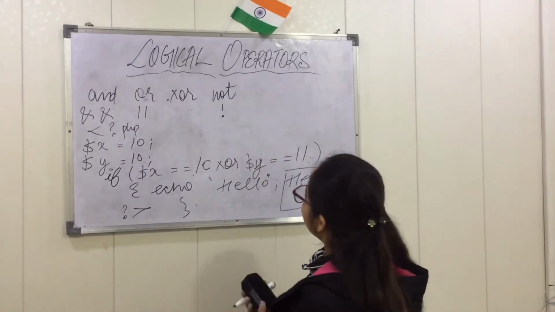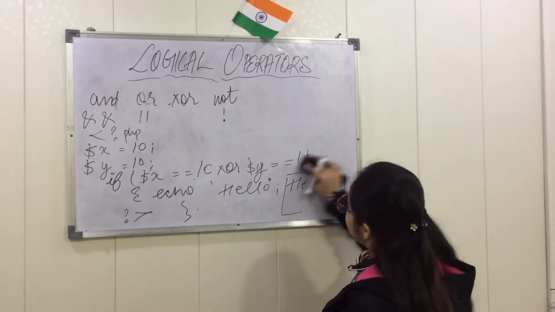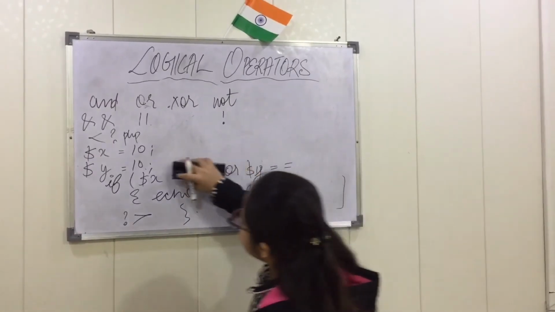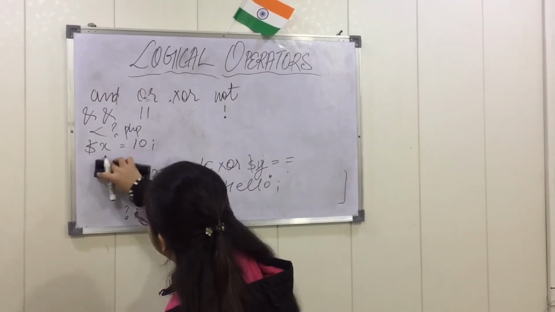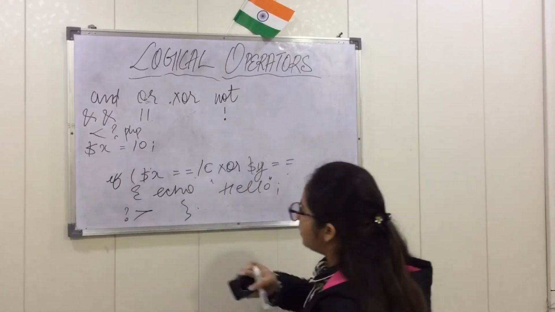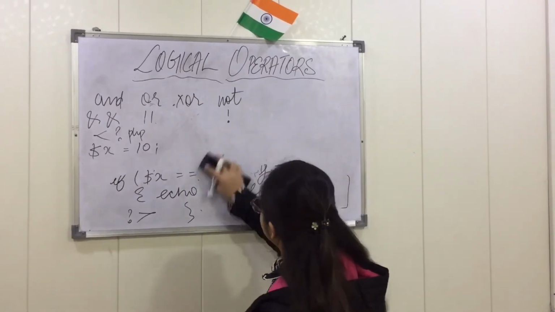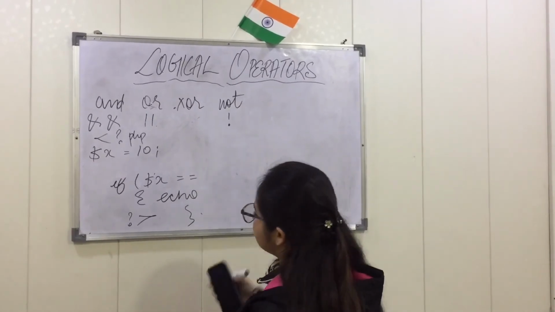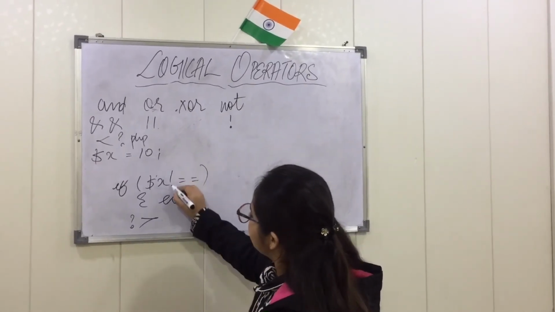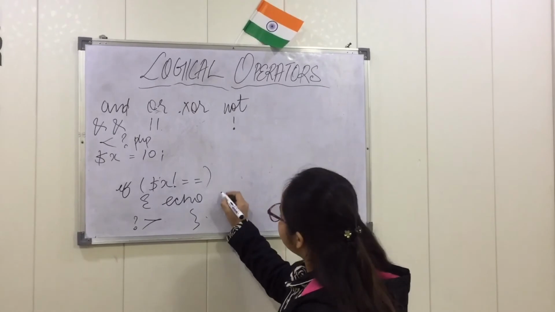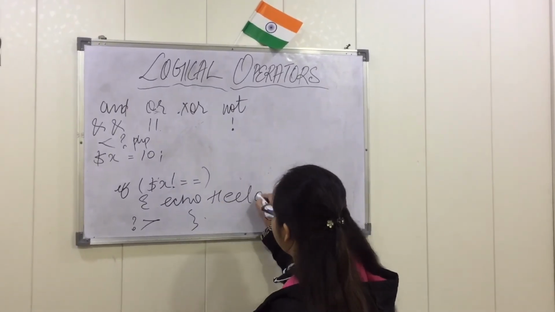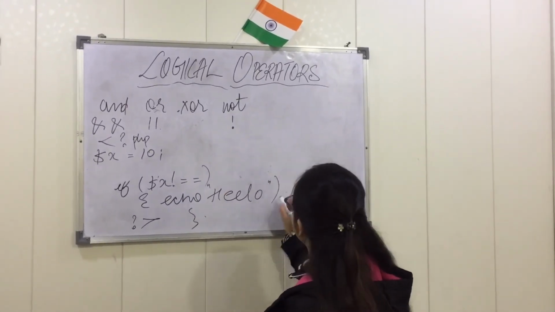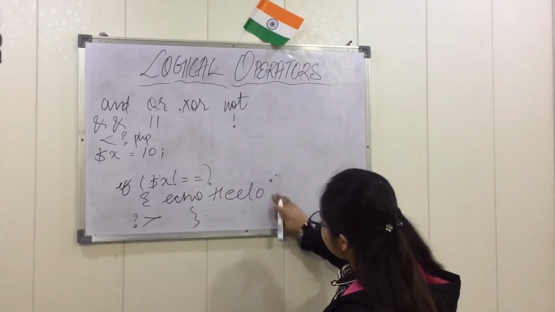Now we are talking about the NOT operator. In the NOT operator we will take a single variable, that is our variable $x, and it is not. Here we will write the echo, that is hello, and after that the semicolon.